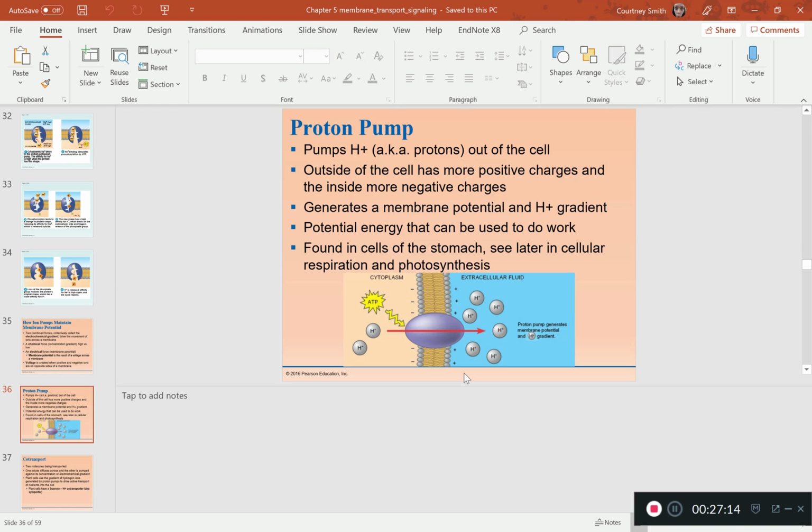So the idea is that you want to maintain that. For this scenario, you want to be able to maintain it. Sometimes you want it the other direction, but if you want to learn about that, definitely take A&P. They'll teach you all about membrane potentials.